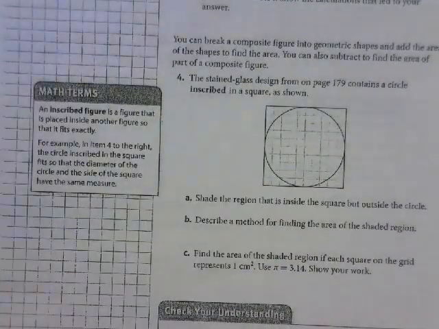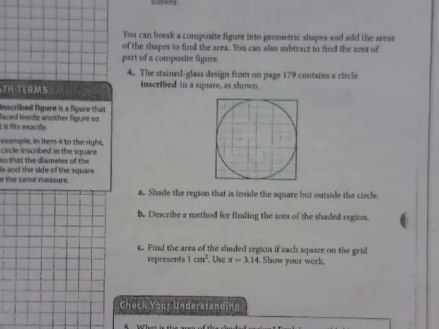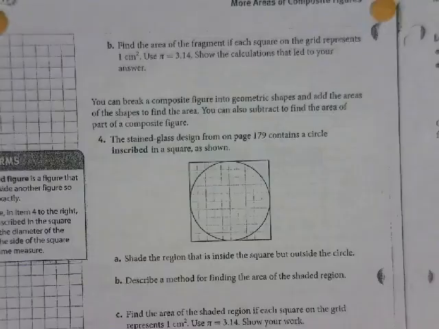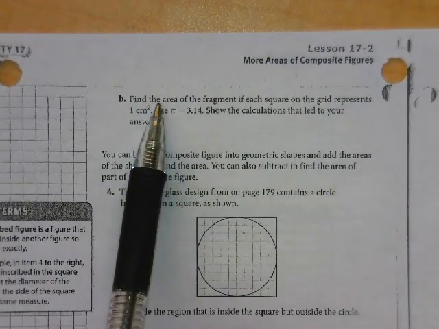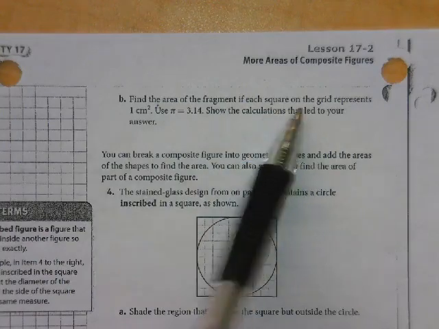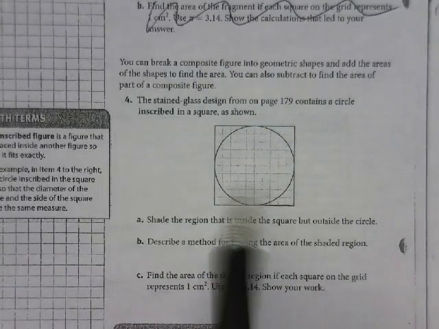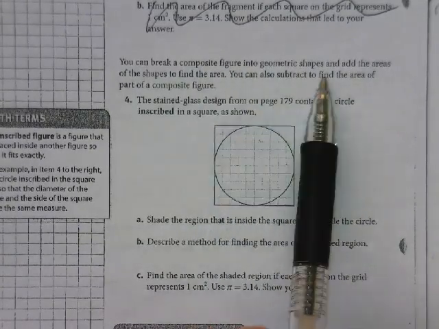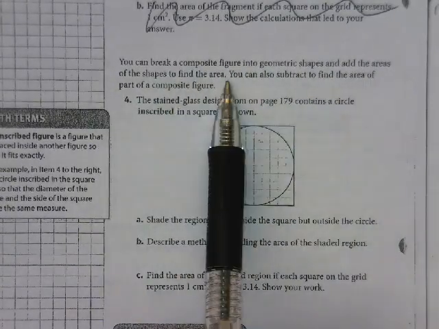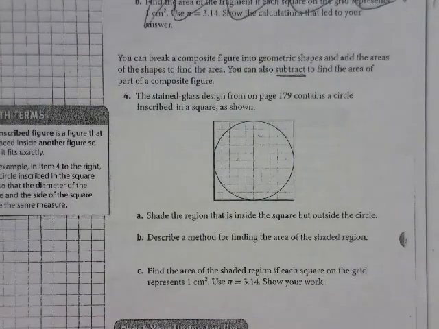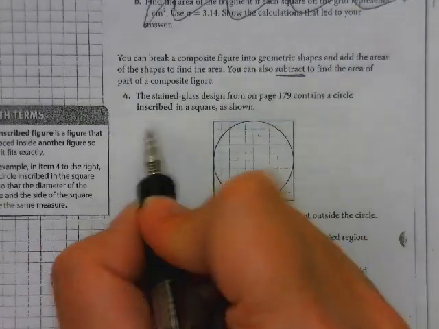If you go to the left-hand side of your paper, we have a new vocabulary word. You can look at the composite figure. Oh, I'm sorry, this goes with number 3, but we're not going to worry about that. So we're just going to jump down here. You can look at this composite figure by breaking it into geometric shapes and adding the areas of the shapes to find the area. But this is in our definition from the other day. We can also subtract. So the stained glass design, we did not look at that, has a circle inscribed.